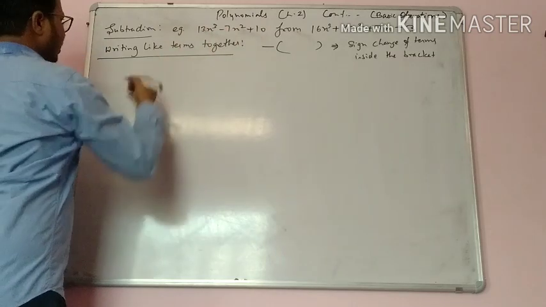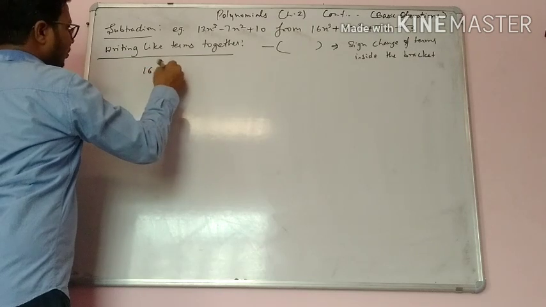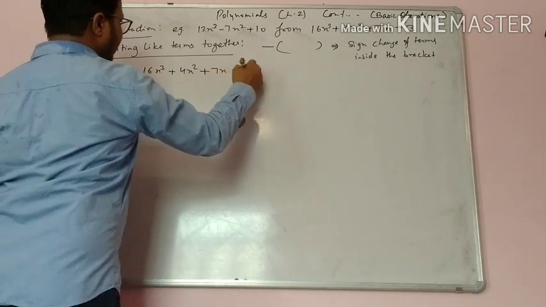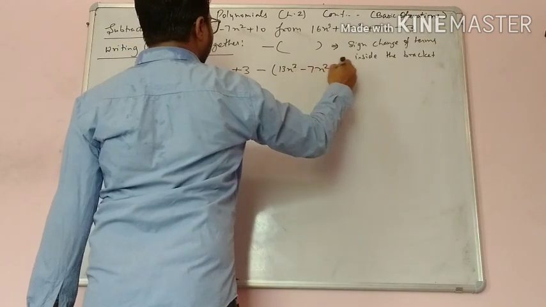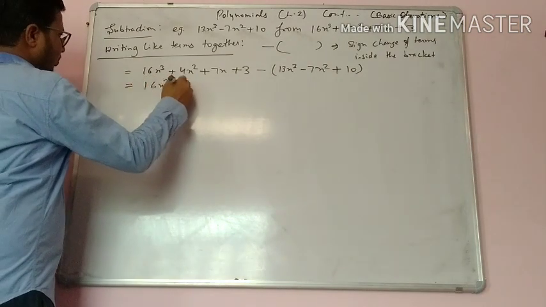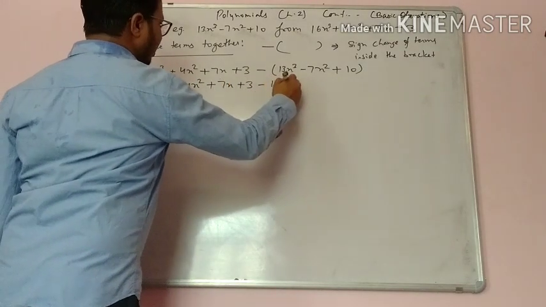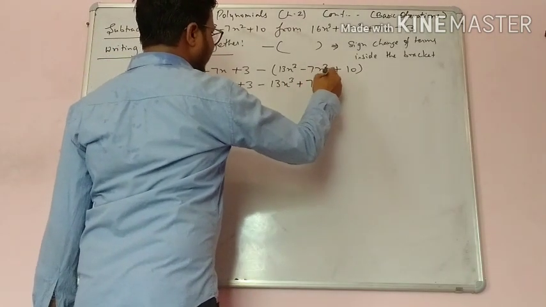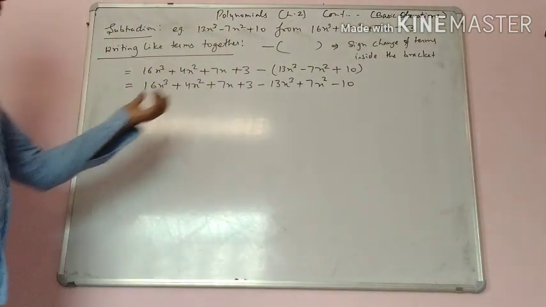It is equal to 16x cube plus 4x square plus 7x plus 3 minus 13x cube minus 7x square plus 10. That is equal to 16x cube plus 4x square plus 7x plus 3 minus 13x cube, minus will change into plus 7x square, plus will change into minus 10. Clear about it? First we change the sign while removing the bracket.